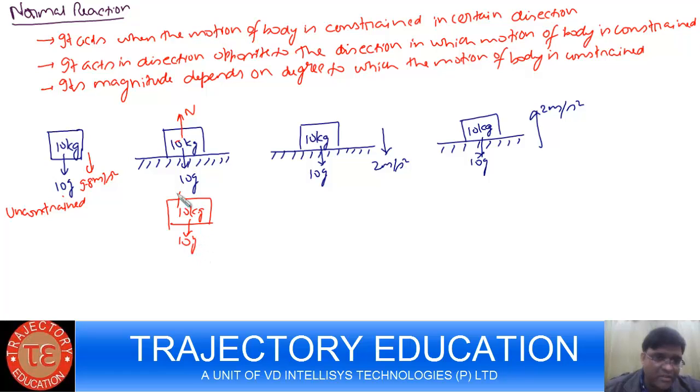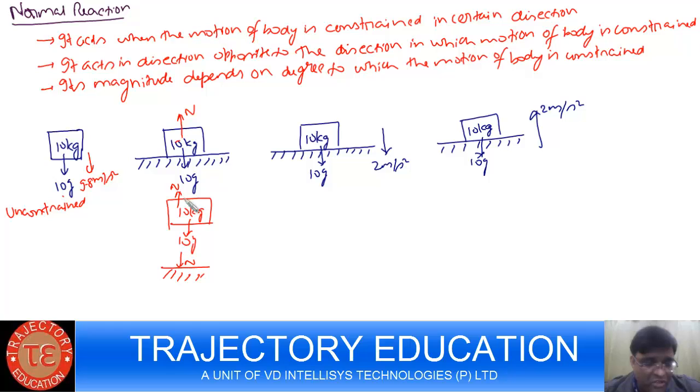It's 10g. It's a normal reaction N. And on the floor, this body is going to apply a normal reaction N. That's how things work. This 10 kg mass, 10g force is acting. Under the effect of this force, this could have moved with 9.8 meters per second square, but it's not moving, it's at rest.